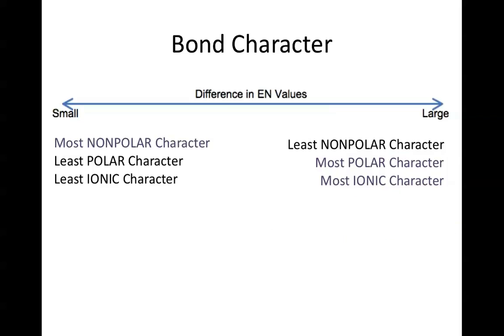Another thing I want to bring up in this topic is something called bond character. So when we're calculating these differences in electronegativity values, we can talk about them in a much more general sense. I can ask about what has the most nonpolar character, the least ionic character, and it all comes down to calculating the differences in electronegativities. Bonds that have a small difference in electronegativity, we would say, have the most nonpolar character, but will have the least polar character and the least ionic character. Molecules that contain bonds with a large difference in electronegativity we would refer to as having the least nonpolar character, or the most polar or ionic character.